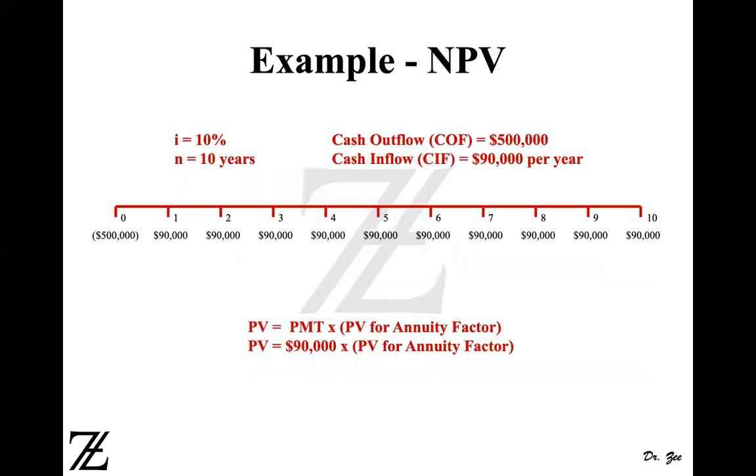So let's see. Now we are buying this machine for 10 years, n equals 10 years. The interest rate of 10% is given in the question. Cash outflow, COF, is $500,000. You are investing it. Cash inflow, every year you will be getting $90,000, right? So if you look at this timeline, 0 through 10 years, in year 0, you are investing $500,000. And then in year 1, you're generating $90,000, year 2, $90,000, and so on until you reach year 10. So every year you will be generating $90,000.